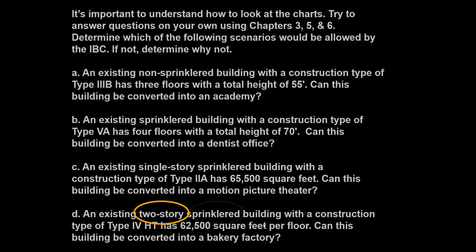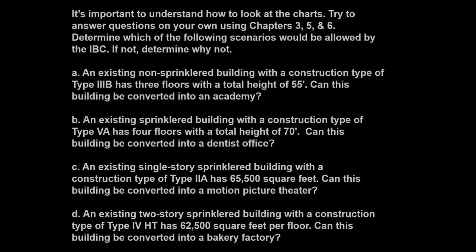The last one here, a 2-story sprinklered building. Okay, we got sprinklered again, 2 stories now. And it's type 4HT, heavy timber, or very thick timber here, has 62,500 square feet per floor. Bakery factory, we're talking maybe a factory that makes muffins and things like that, and then gives it to the distributor, like it makes thousands and thousands of them, and ships them out to different places. So it's a factory. It's not a place you can go and buy your morning coffee bagel or something like that. So this is a major factory.